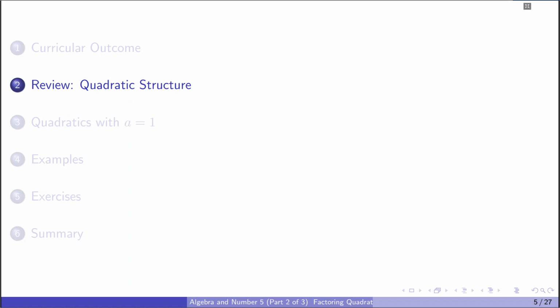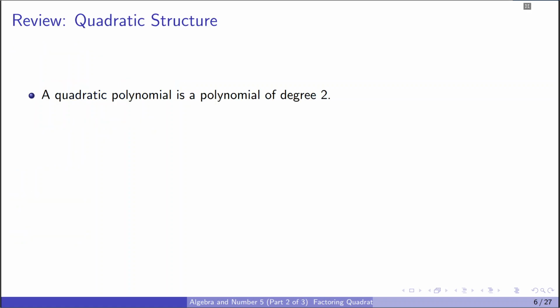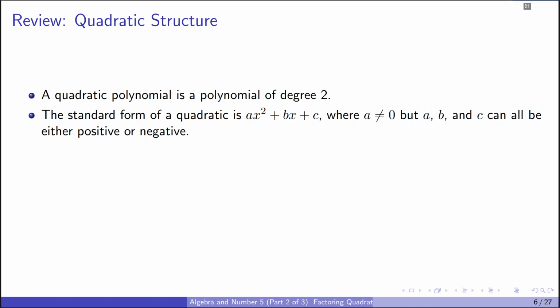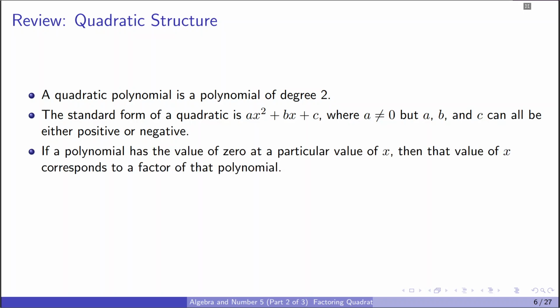So, quadratic structure. A quadratic polynomial is a polynomial of degree 2. The standard form of a quadratic is ax squared plus bx plus c, where a is not allowed to be 0. Other than that restriction, all values are okay, positive and negative. Conventionally, we usually choose integers rather than fractions.